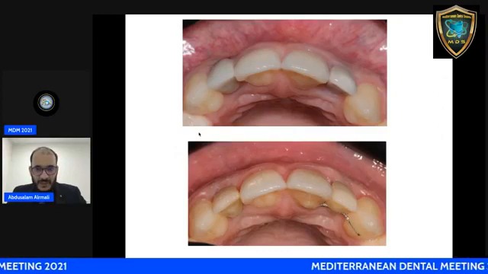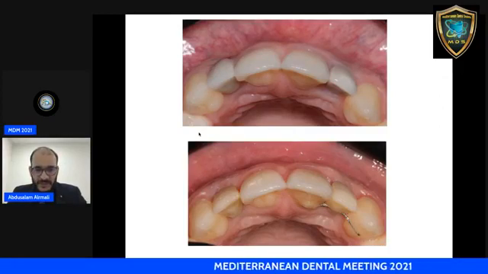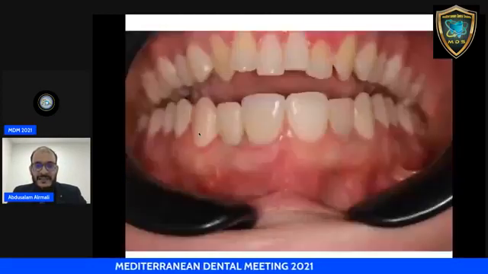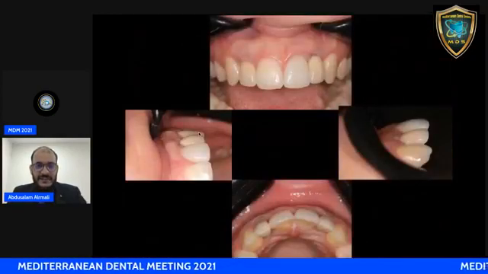You can see now the concavity before and after. We're treating the buccal concavity, hiding the shadow, and this is the final result. This is the final result after 6 months.